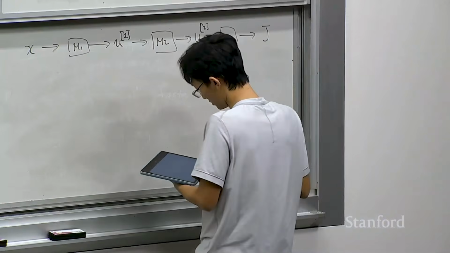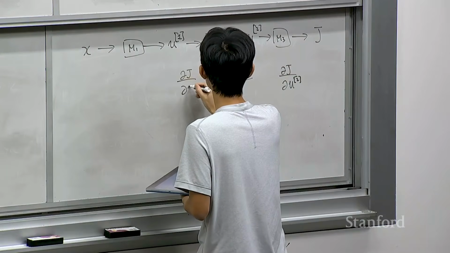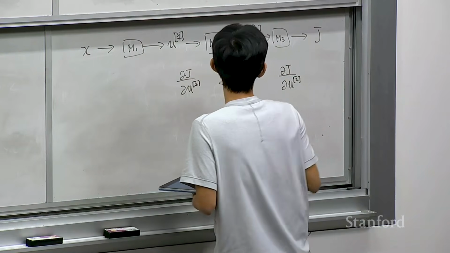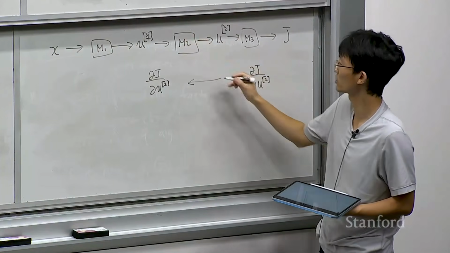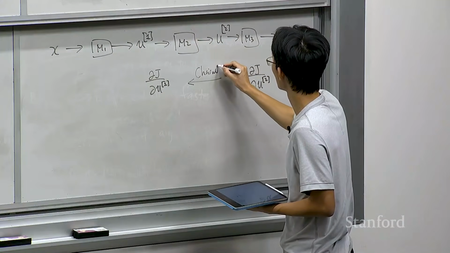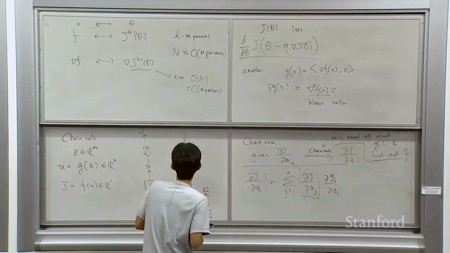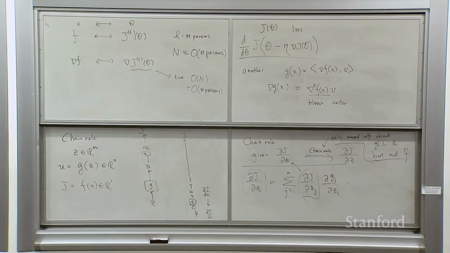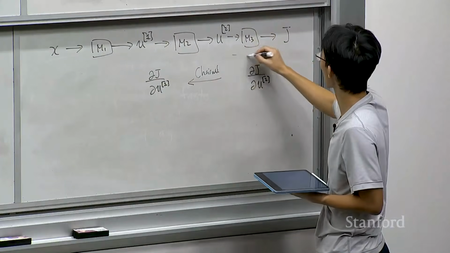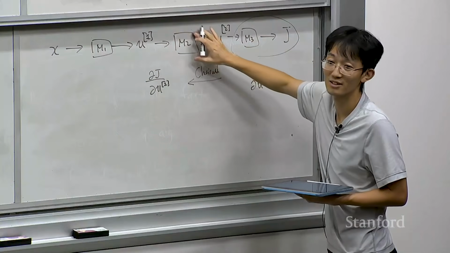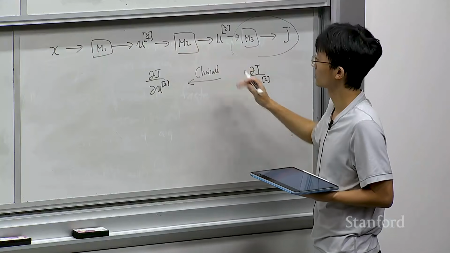Now once you have this, you use it to compute dJ over dU1. How do you do this? This is the backward for this M, so you use the chain rule. This is the same thing as we drew here. You just assume this part is F and this part is G, and then you apply the chain rule on G, which is M2.